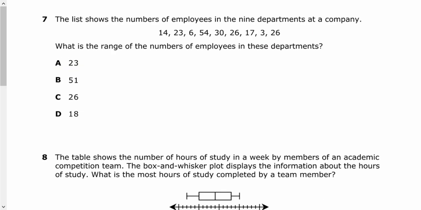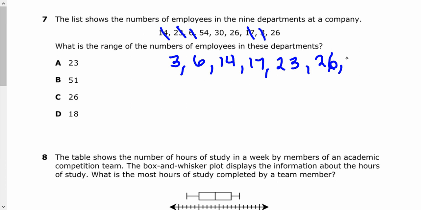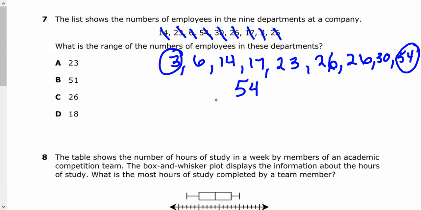Number 7, the list shows the numbers of employees in the 9 departments at a company. What is the range of the numbers of employees in these departments? So my range is the distance between my least number and my greatest. These are not in order, so we want to put them in order. So I've got 3, then 6, and then 14, then 17, then 23, then 2 26s, and a 30 and 54. Okay, I want the distance between this number and this number, so I'll do 54 minus 3, and I should get 51, so my range is B.